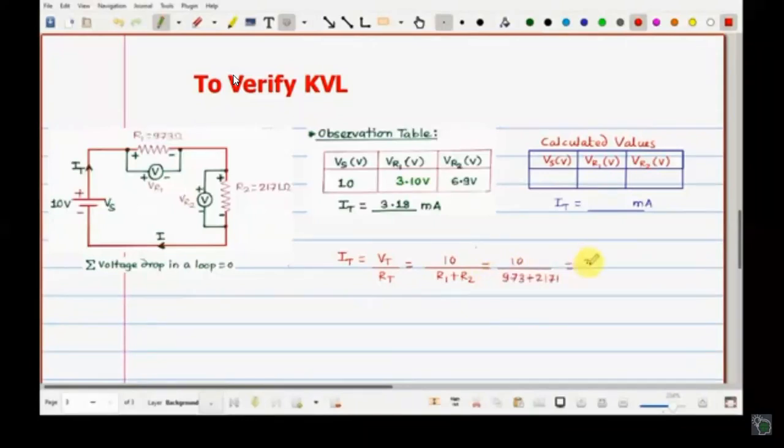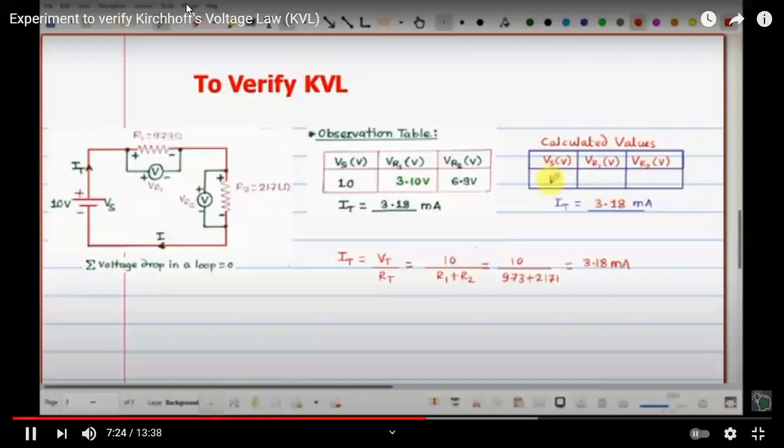So you are getting 3.18 milliampere. Okay, so write down this value over here, 3.18 milliampere. Now we know that our supply voltage is 10 volt. So now we just have to calculate the values of VR1 and VR2.